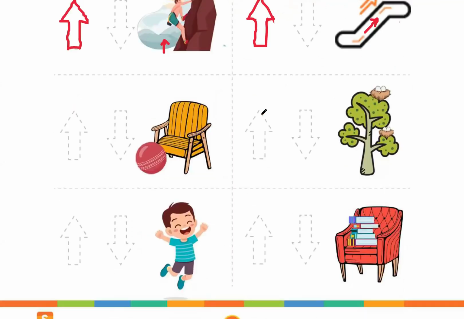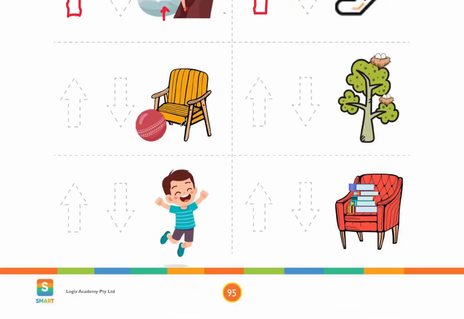Now let's move towards the third row and see what we have to do over here. Here we see a chair and a ball, right? And we can see very clearly that this ball is on the ground.